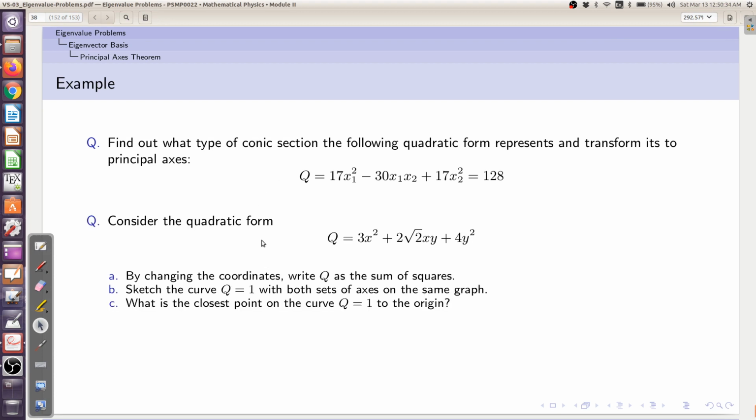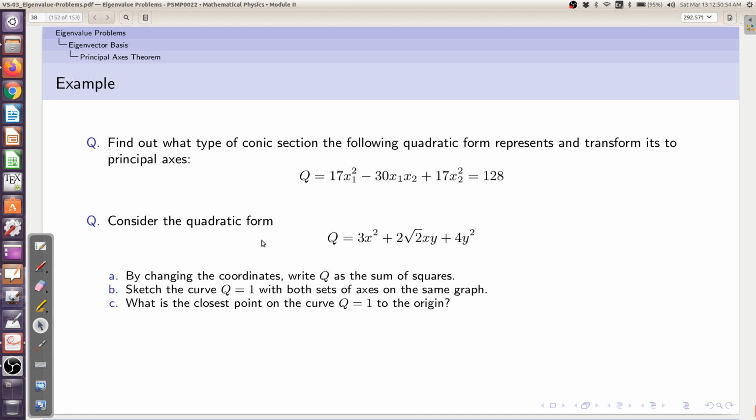Then yeah, another interesting problem. So we have this quadratic form, 3x square plus 2 root 2 xy plus 4y square. There are three parts to this. By changing the coordinates, write q as a sum of squares.